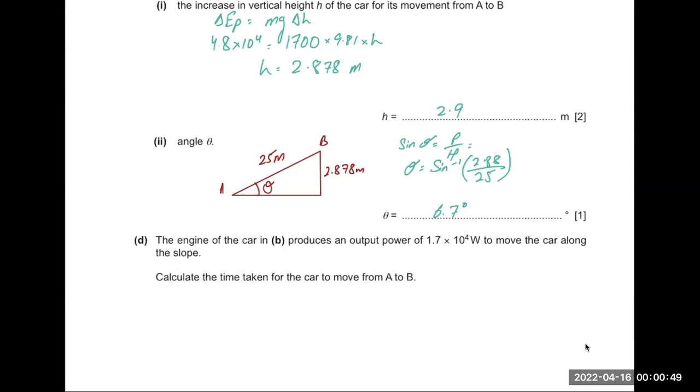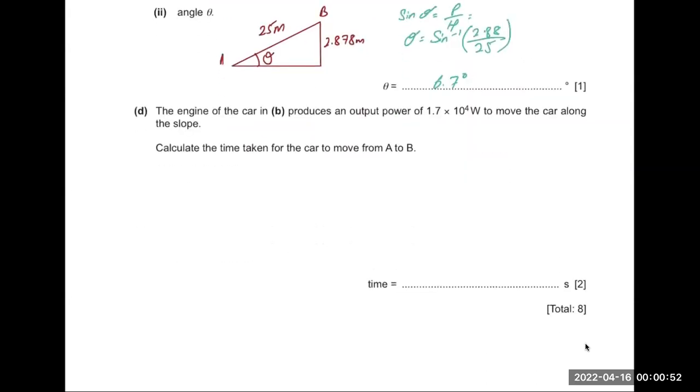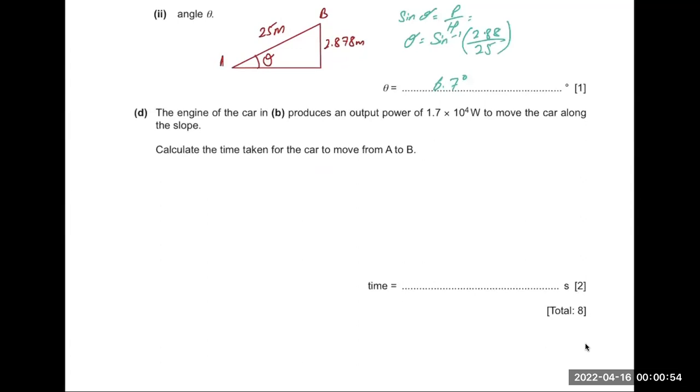Part D says, the engine of the car in B produces an output power of 1.7 into 10 raised to the power 4 watts to move the car along the slope. Calculate the time taken for the car to move from A to B. Now, they've given us the output power. They want us to calculate time. If somehow we can calculate the total energy produced by the car or the total work done by the car, we can easily find out the time.